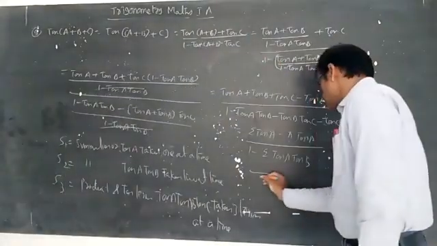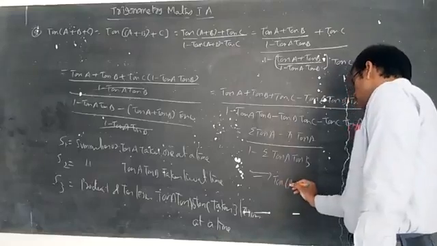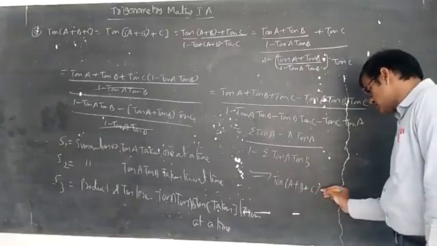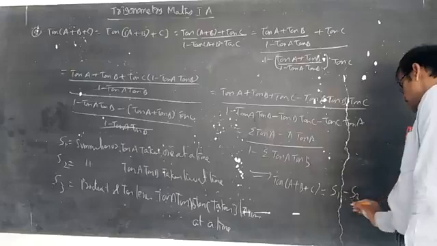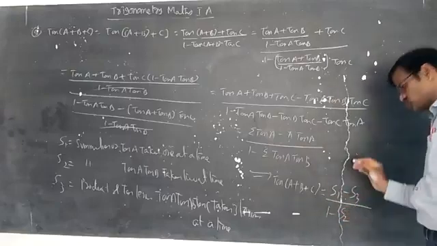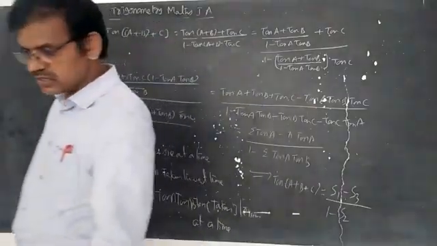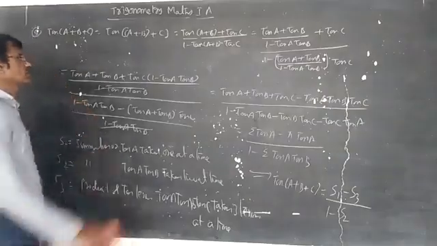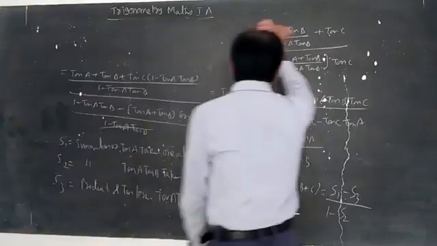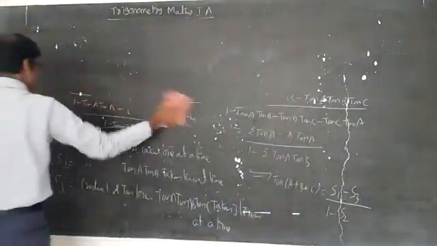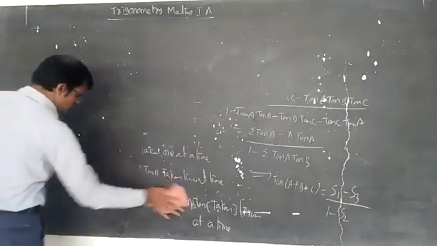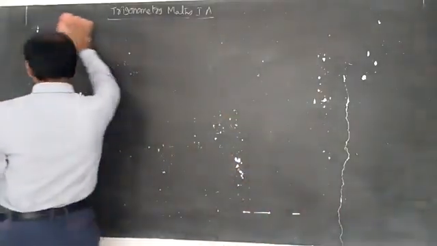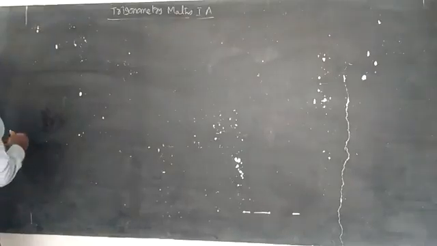That implies we can write the formula tan of A plus B plus C is equal to S1 minus S3 by 1 minus S2, where S1 is tan A plus tan B plus tan C, S2 is tan A tan B plus tan B tan C plus tan C tan A, and S3 is tan A into tan B into tan C. Today 5 formulae completed. Let us discuss the 6th formula.